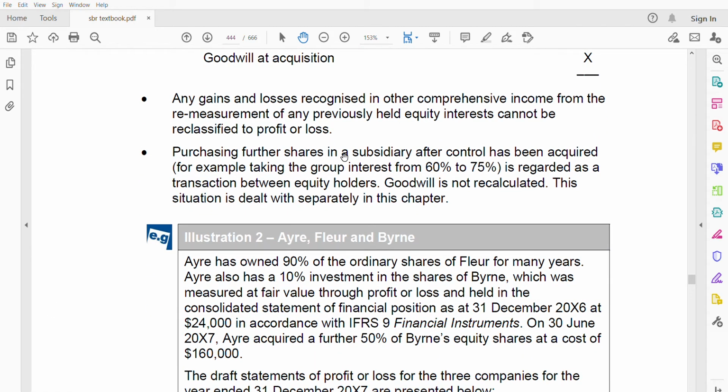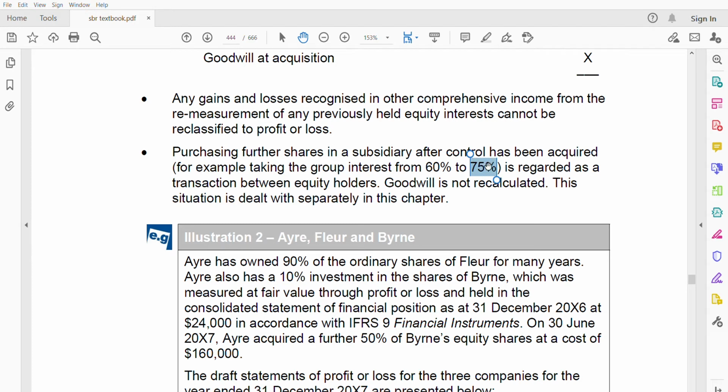Next. Purchasing further stakes in a subsidiary after control has been acquired. For example, taking the group interest from 60 to 75%. When you have bought 60% for the first time, you have already acquired control. It's a subsidiary. The second time when you're buying it, that means 15% more, it becomes 75%. So still control is retained. You still have that control and still it's a subsidiary.